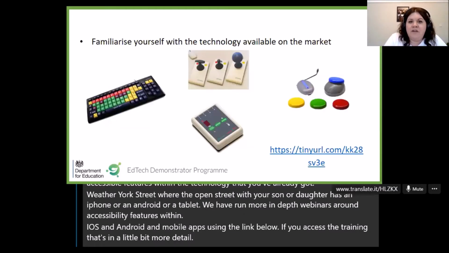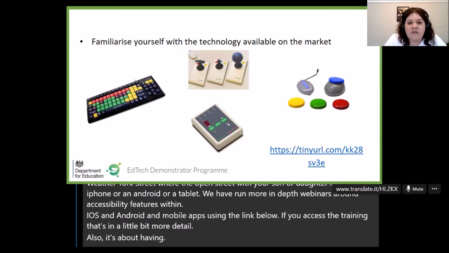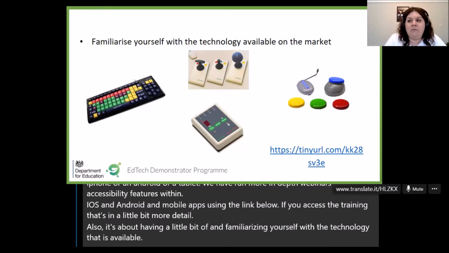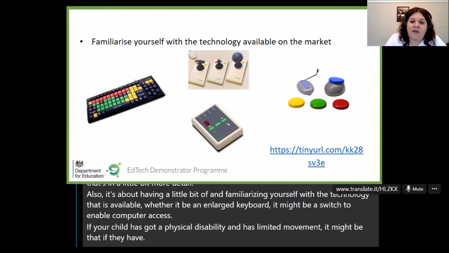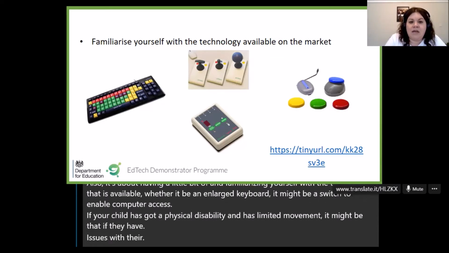Using the link below, you can access the training that's in a little bit more detail. Also, it's about having a little bit of investigation and familiarising yourself with the technology that is available, whether it be an enlarged keyboard, or a switch to enable computer access if your child has got a physical disability and has limited movement. If they have issues with their fine motor skills, they might need an adaptive mouse, maybe like a joystick, a bit more of a gaming control.